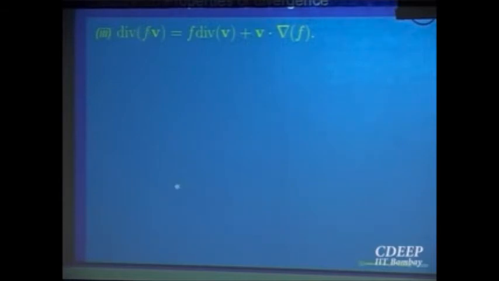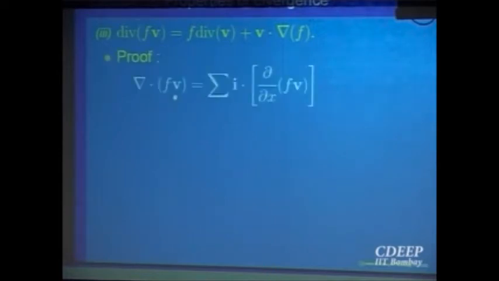So let us prove this using our symbolic notation. Divergence of f v is equal to the summation of i dot the partial derivative with respect to x of the vector field. The underlying vector field is f times v. So now the partial derivative of f v with respect to x is a differentiation of one variable only, so that behaves like the product rule. So this becomes equal to i dot, and this partial derivative with respect to x gives me two terms: the partial derivative of f with respect to x times v, plus f times the partial derivative of v with respect to x.